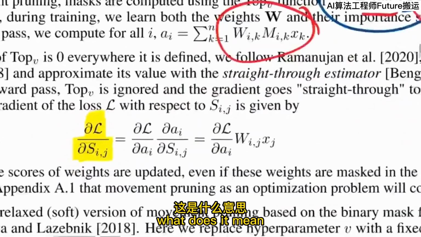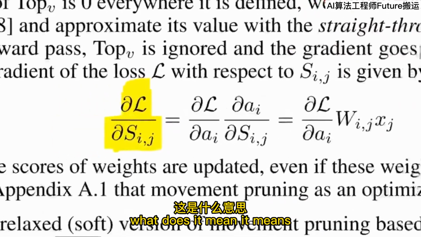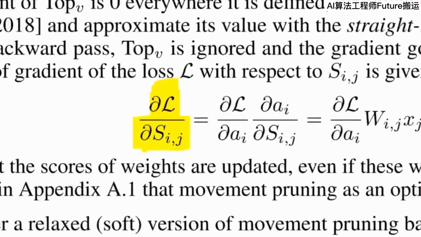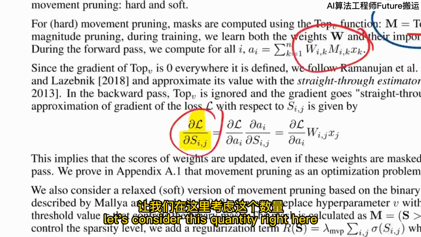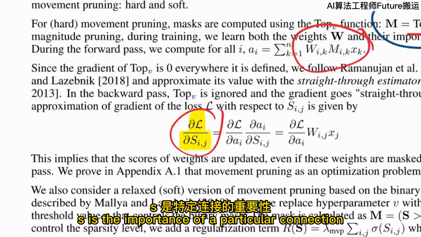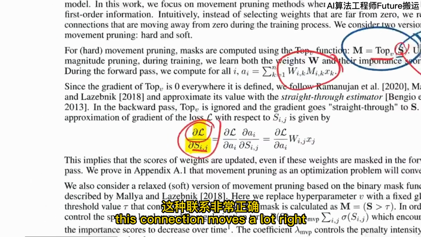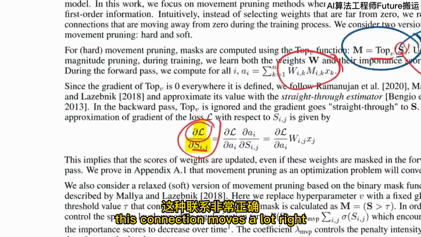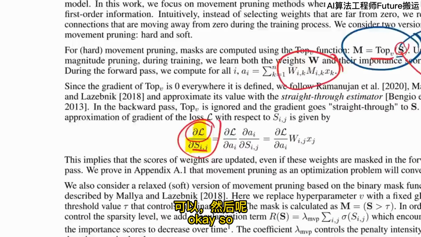Right? What does it mean? It means, let's consider this quantity right here. If S is the importance of a particular connection, and if the gradient is large, that means this connection moves a lot, right? Like the loss pulls it into a particular direction, okay?